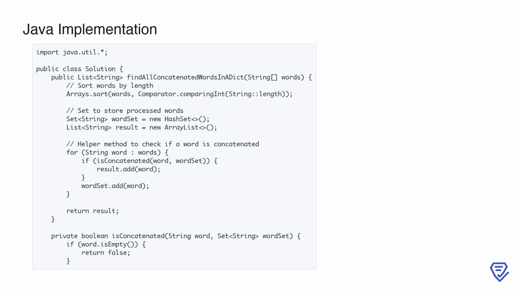Next, we initialize a hash set called wordSet to store already processed words, which will help us quickly check if a word or its substring exists. We also prepare a list called result to store the final concatenated words. The method then iterates through each word in the sorted array. For every word, we use a helper function, isConcatenated, to determine if it can be formed by combining two or more words from the set. If it can, we add the word to the result list. Regardless of the outcome, the current word is then added to wordSet for future reference. This iterative design ensures efficiency and avoids redundant checks.